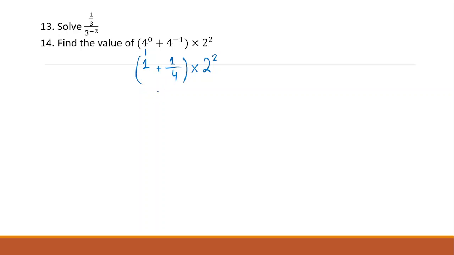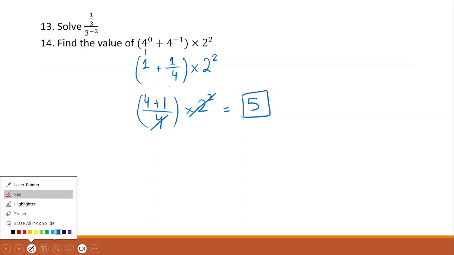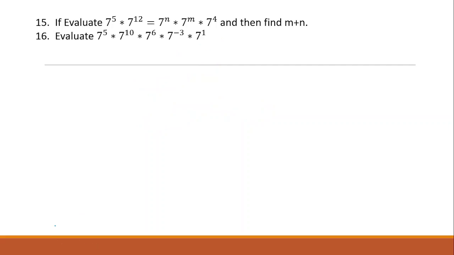Simplify it. So take the LCM, so you will get 4 in the denominator. 4 plus 1 multiplied by 2 to the power whole square. 2 to the power whole square is basically 4. So 4 and 2 to the power whole square will be cancelled, and 4 plus 1 is 5. So 5 is your final answer. Clear? Okay, let's move to question number 15.